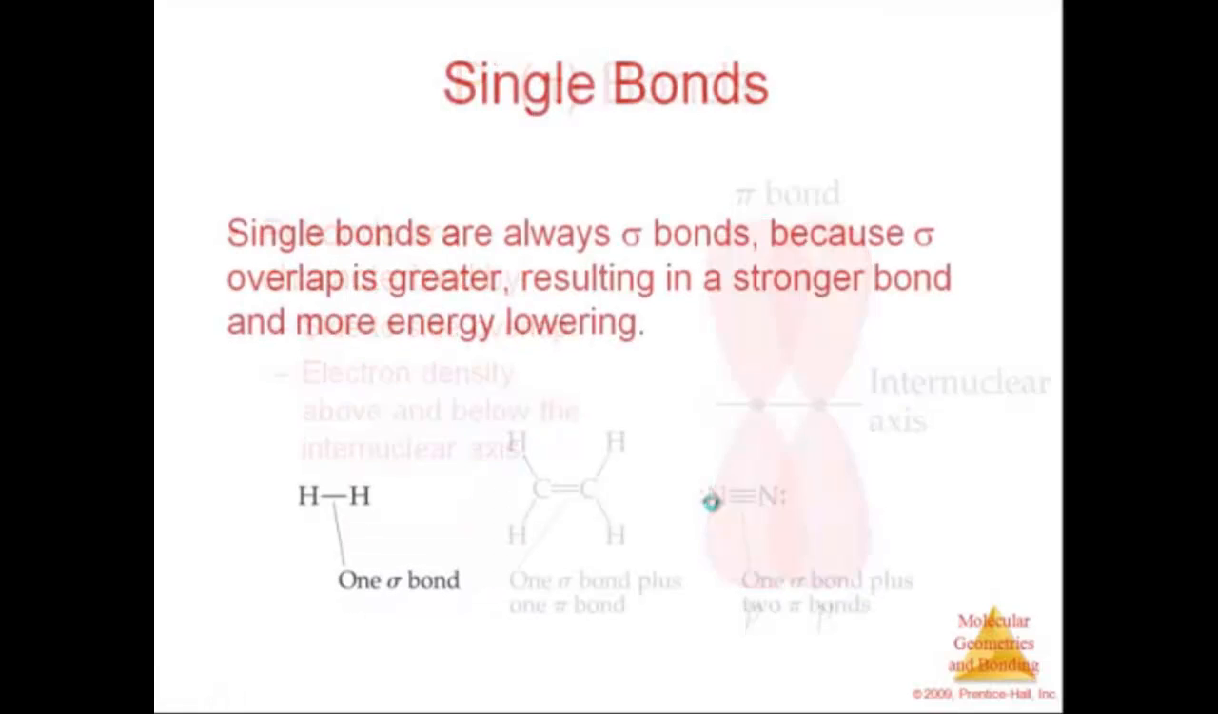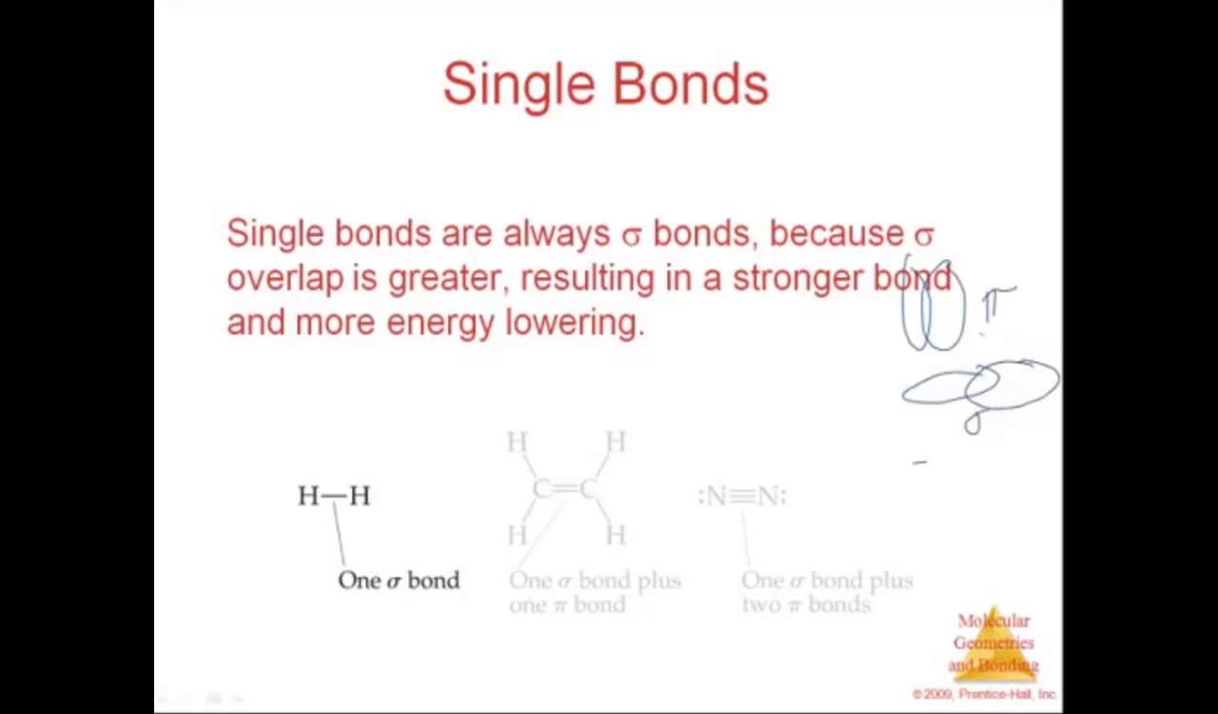Let's take another look. Okay, so single bonds are always sigma bonds, because the sigma overlap is greater. Greater overlap with sigma bonds than you have with pi bonds. Because the pi bonds are overlapping side to side, you get less overlap than if you have this head-to-head. Sigma's head-to-head, pi is side to side. This is more overlap, more overlap, less overlap.